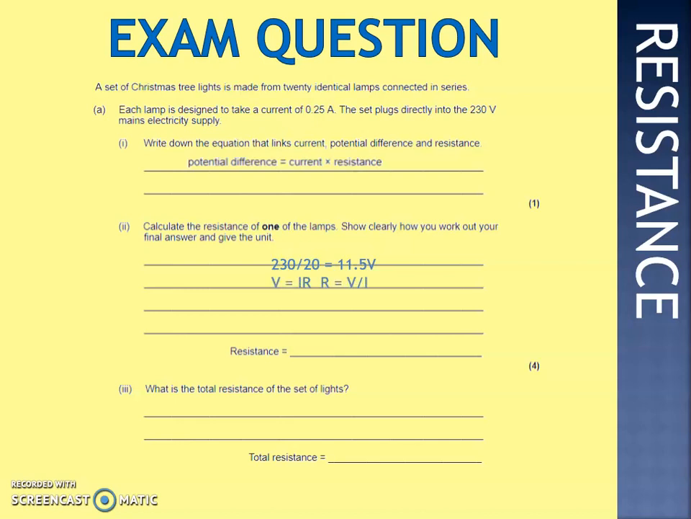R equals V over I. That's 11.5, the voltage across each bulb divided by 0.25, which is the current. Resistance of each bulb is 46. What's the total resistance of the lights? We've got 20 lights, 46 ohms each. That would be 46 times 20, giving us 920 ohms.